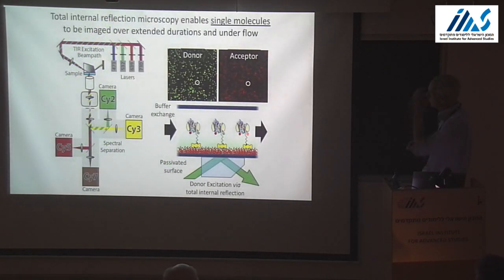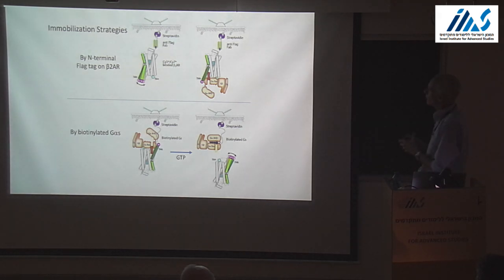And these studies were done using prism TIRF, immobilizing the receptor in a couple different ways, which I'll mention in a minute, and simply recording donor and acceptor of many, many molecules. So the immobilization strategies are shown here. We immobilize, on a passivated surface, an anti-FLAG Fab, and this binds to the N-terminus of the receptor. So we can then float in G proteins, and we can see the effect of agonists and G proteins.